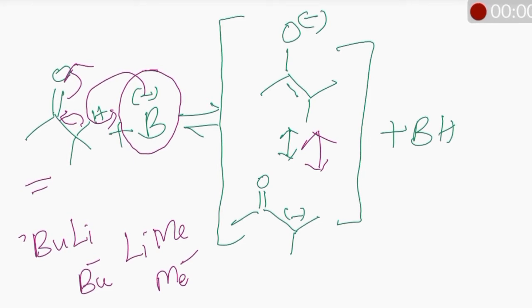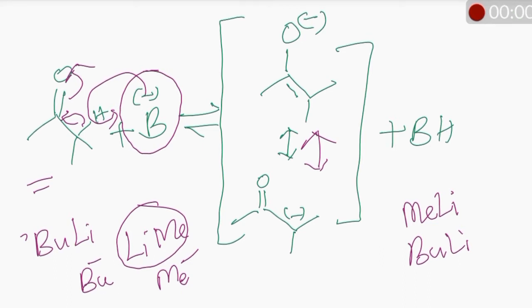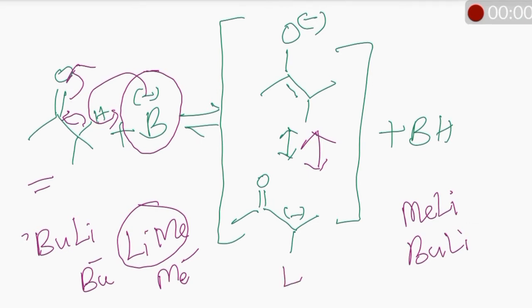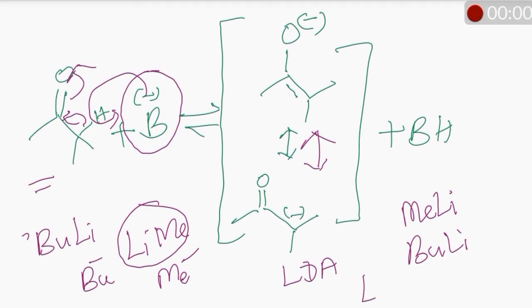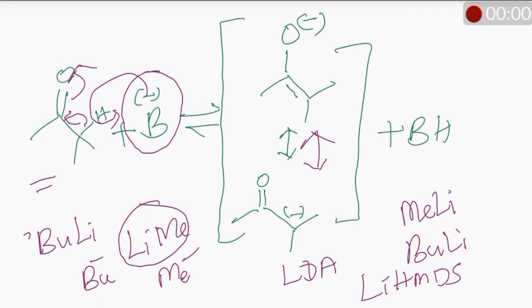So if you take this, it is supposed to be written MeLi or BuLi, it is also a good nucleophile like Grignard reagent. So they are not typically used for deprotonation, but rather non-nucleophilic bulky LDA, that is lithium diisopropylamide, or LiHMDS, that means lithium hexamethyldisilazide, are used more often.